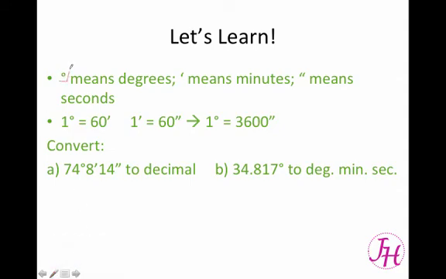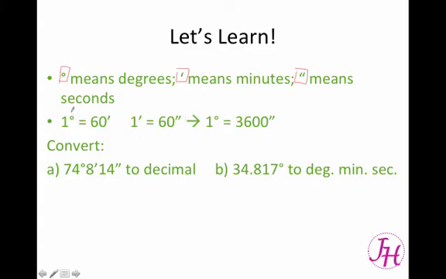This symbol means degrees. This symbol means minutes, which is part of a degree. And this symbol means seconds, which are parts of minutes. So 1 degree is equal to 60 minutes. 60 minutes equals 1 degree. It takes 60 minutes to have 1 whole degree. 1 whole minute is composed of 60 seconds.